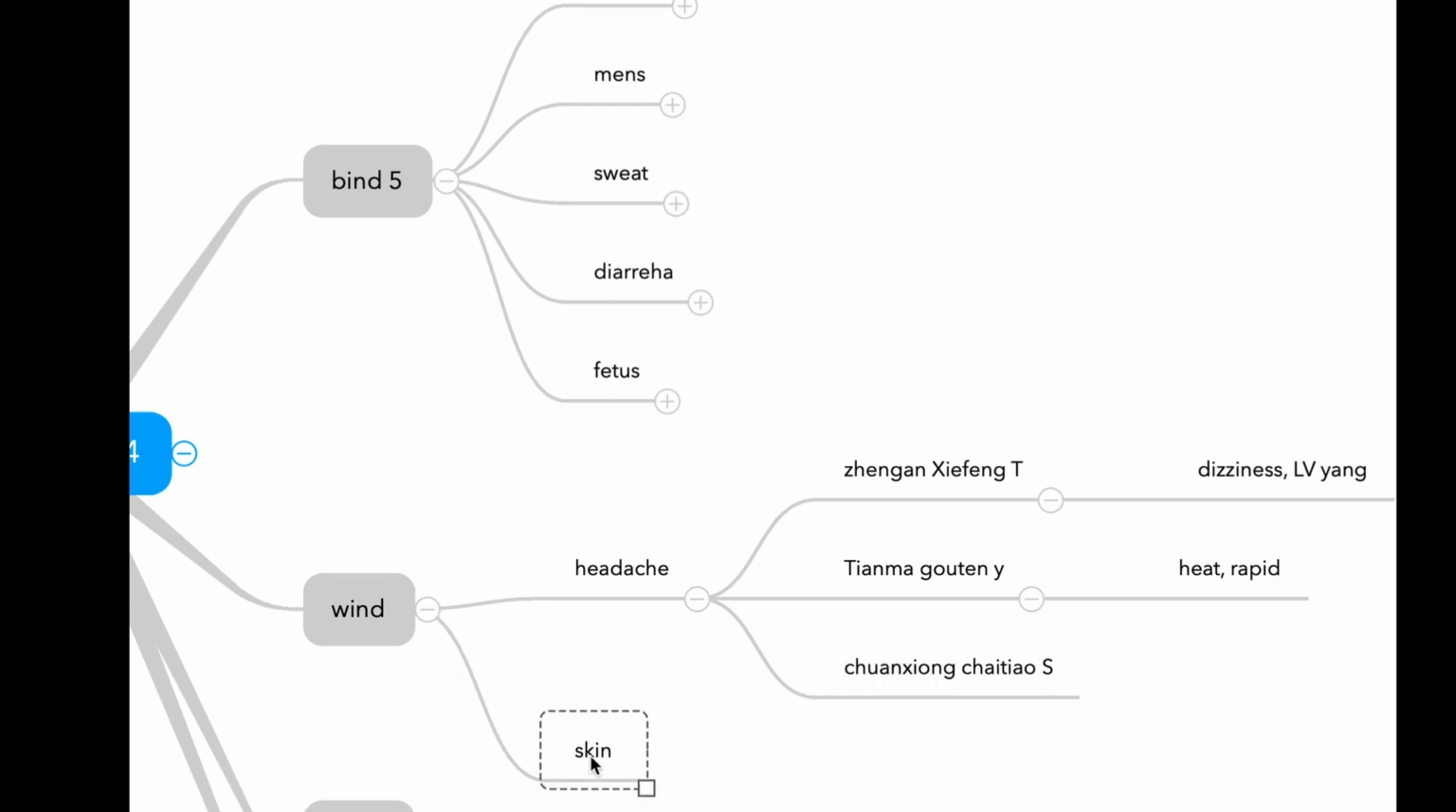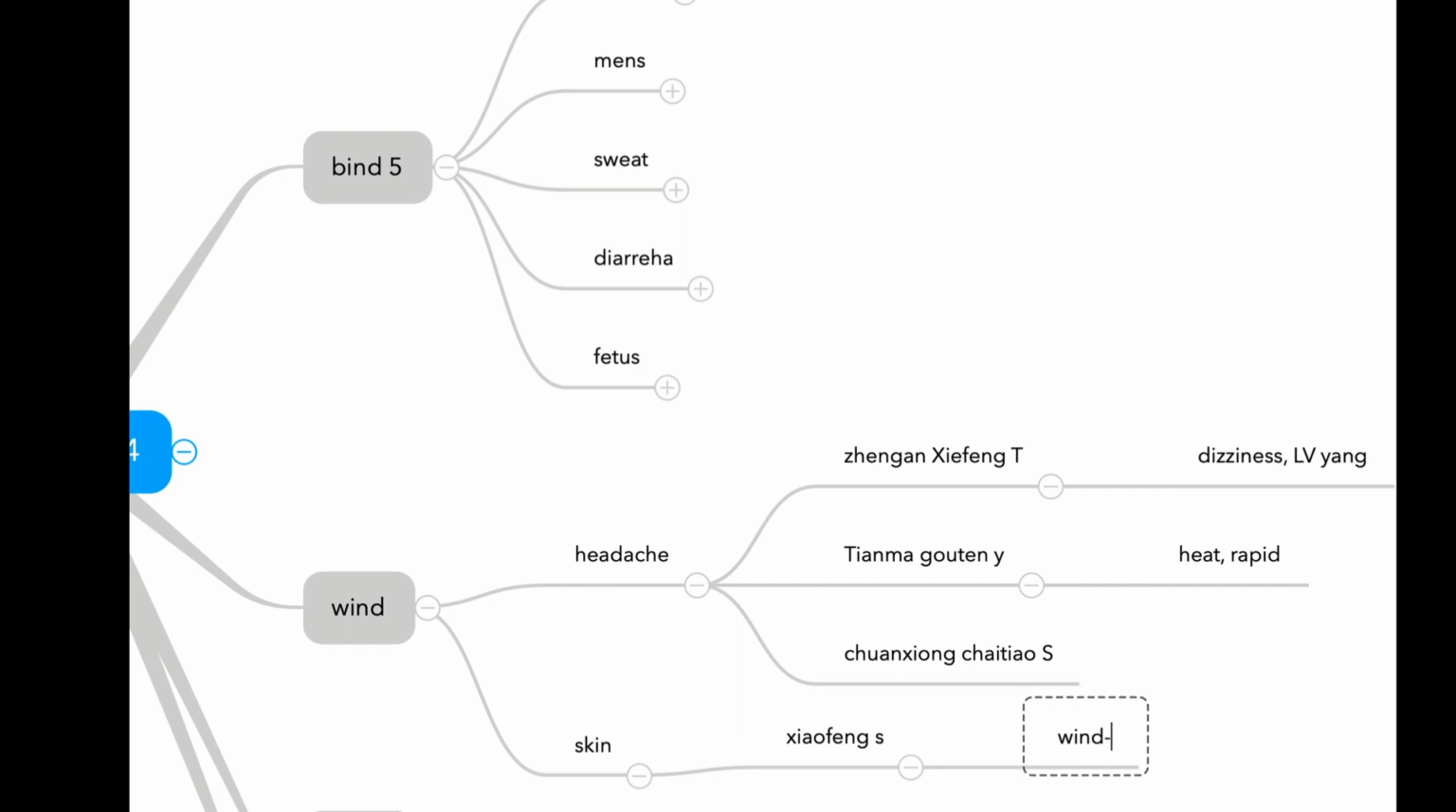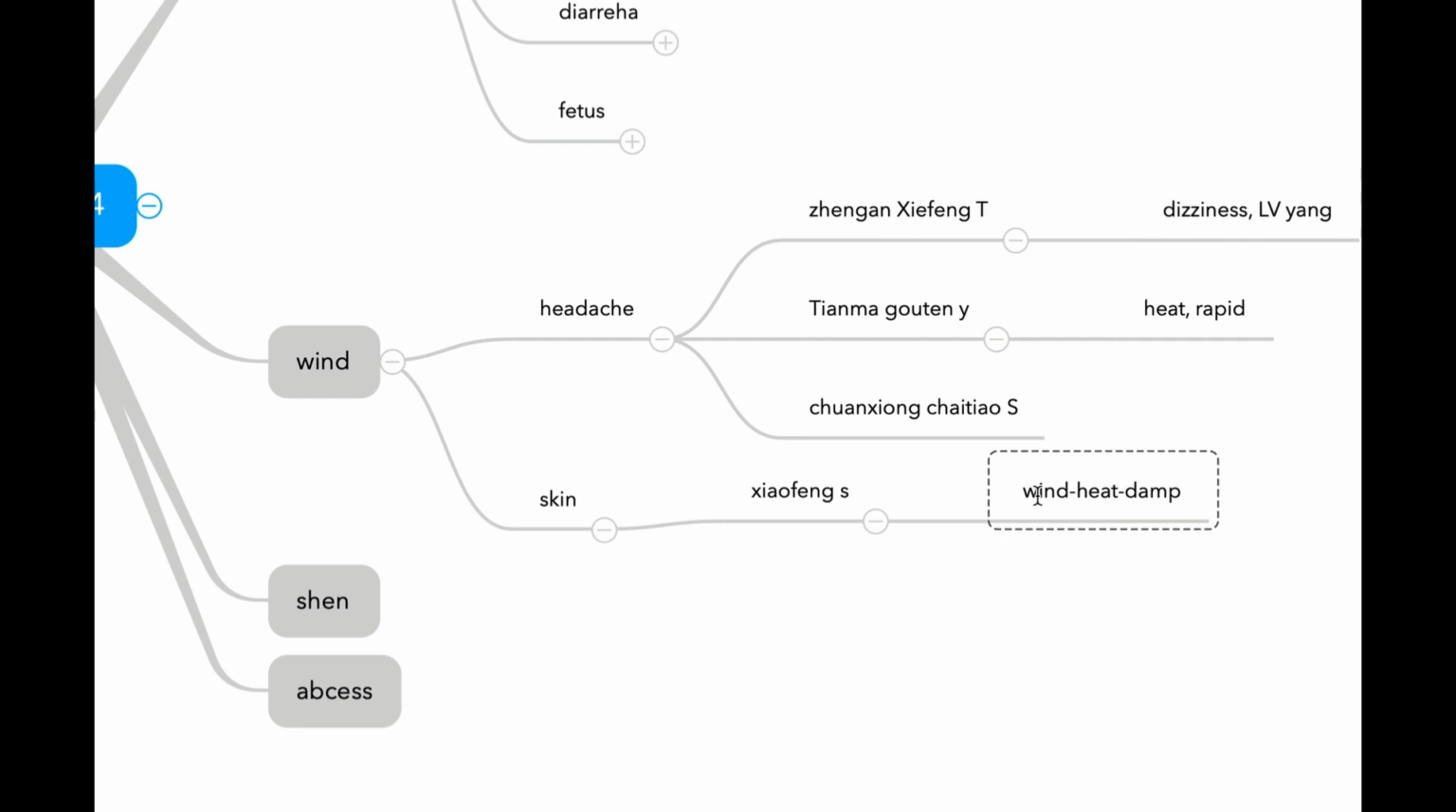And skin, 1 formula. Xiao Feng San. Right? Xiao Feng San. Xiao Feng San, wind, heat, damp. The question will give you wind signs like itching, heat signs of erythema, and damp signs like swelling, weeping. Then you should be able to pick Xiao Feng San, all 3 signs.